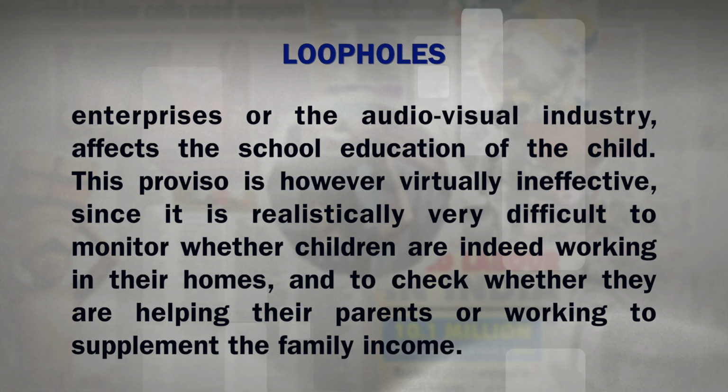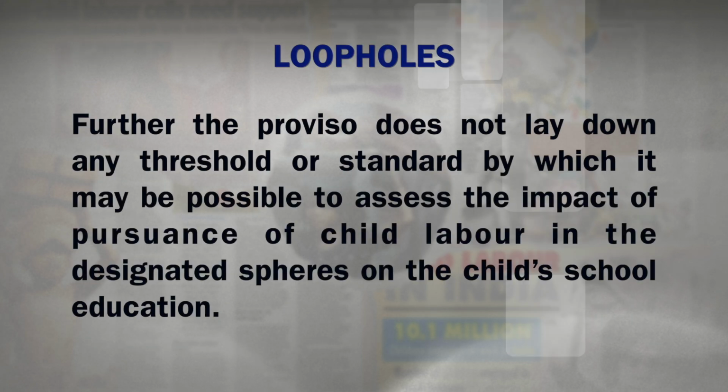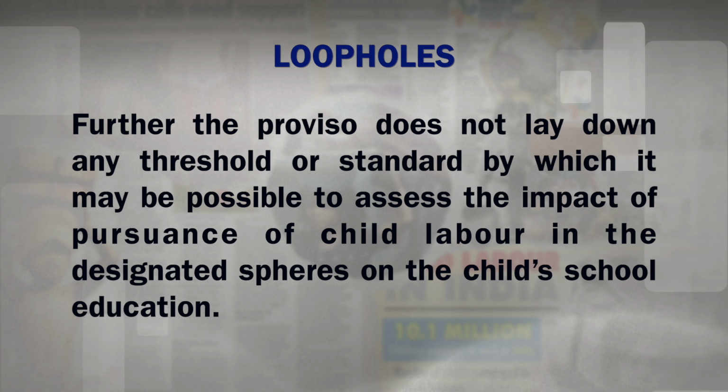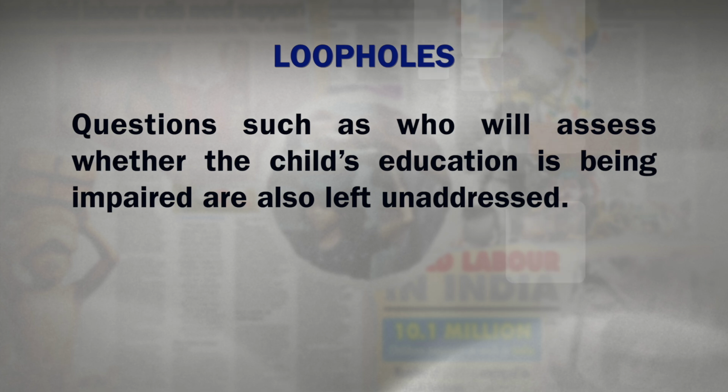This proviso is, however, virtually ineffective, since it is realistically very difficult to monitor whether the children are indeed working in their homes and to check whether they are helping their parents or working to supplement the family income. Further, the proviso does not lay down any threshold or standard by which it may be possible to assess the impact of the pursuance of child labour in the designated spheres on the child's school education. Questions such as who will assess whether the child's education is being impaired are also left unaddressed.